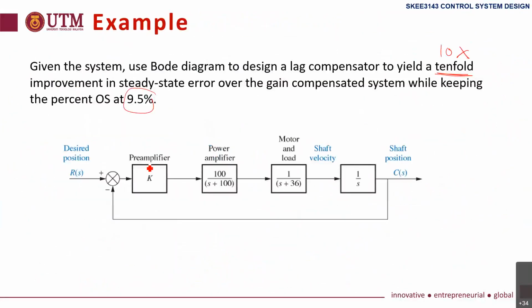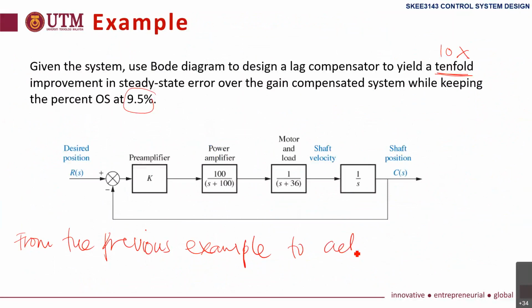Right? From the previous example, to achieve 9.5% overshoot, K is 583.9.